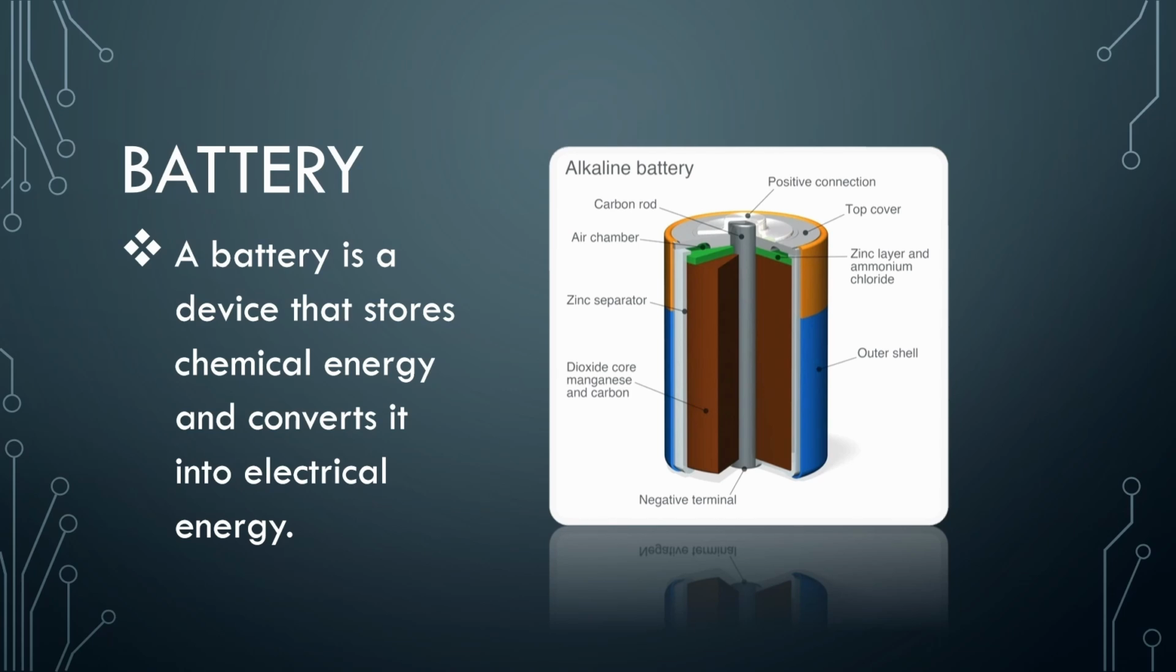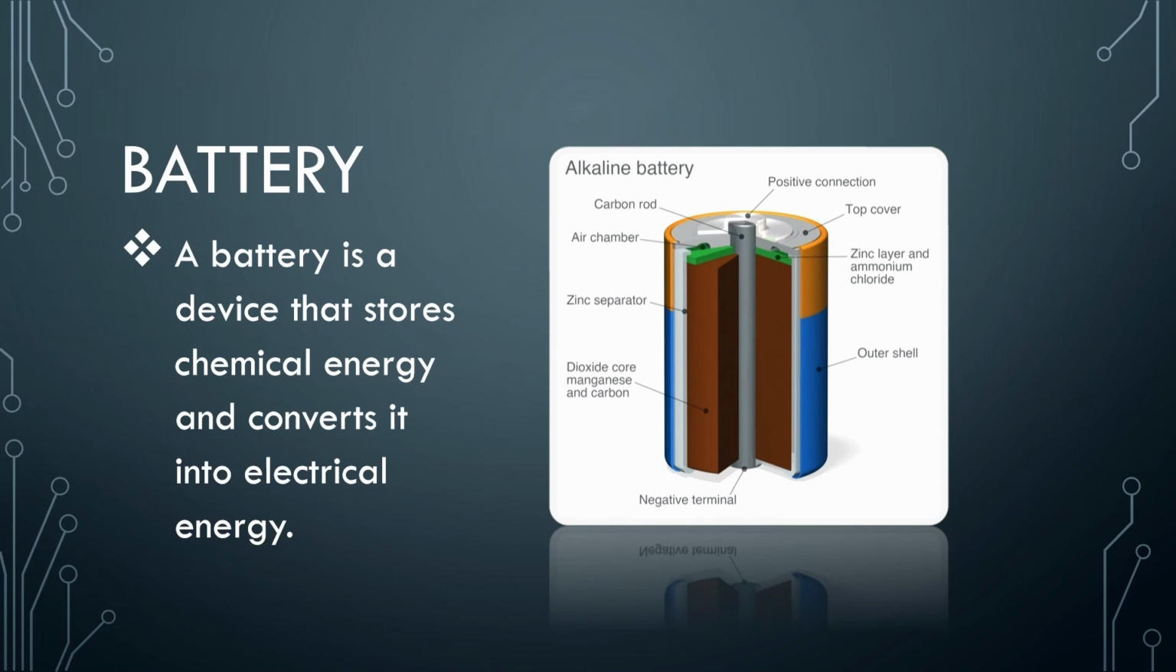So how does a battery work? A battery consists of an anode, a negative electrode where oxidation occurs, releasing electrons. Another is the cathode, the positive electrode where reduction occurs, accepting electrons. Electrolyte is the medium that allows ions to move between the anode and cathode, facilitating the chemical reaction.